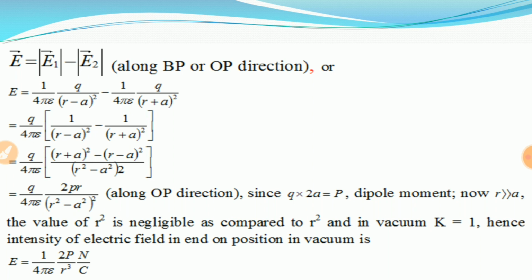We know that q multiplied by 2a is equal to p. Here the distance between the two charges is very small as compared to r, so a square is negligible as compared to r square, and in vacuum K is equal to 1. So the intensity of the electric field in end-on position in vacuum is E equals 1 upon 4 pi epsilon times 2p upon r cube newton per coulomb, and this is the formula for the electric field.